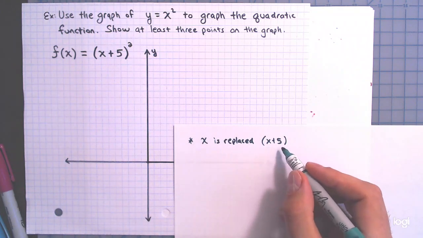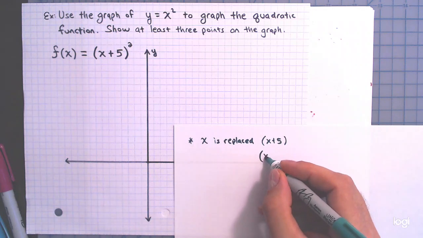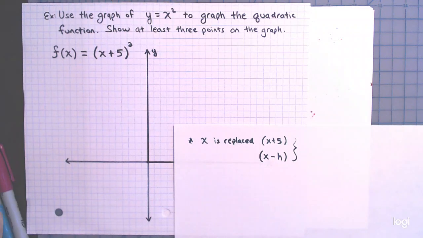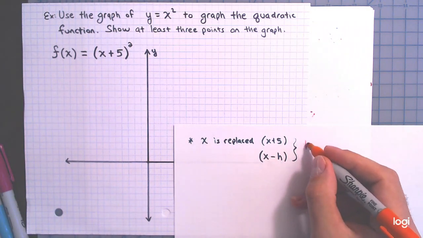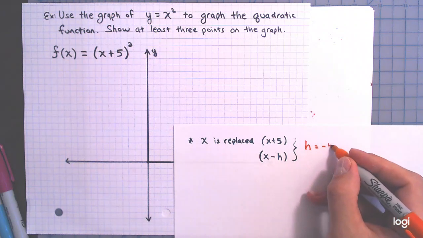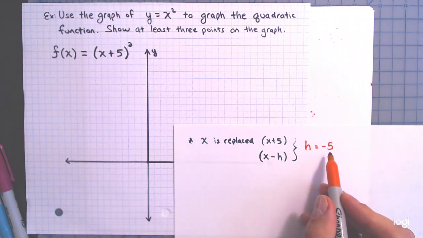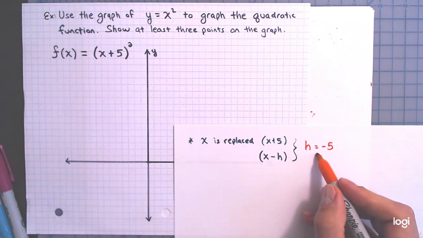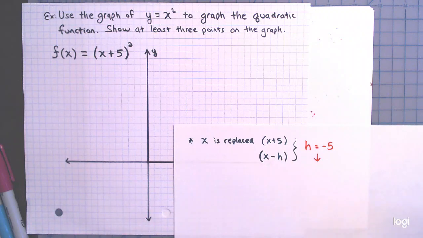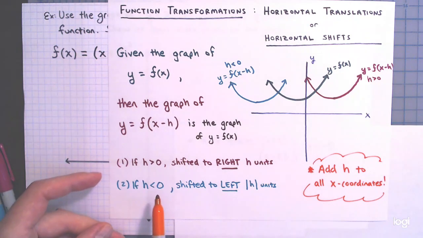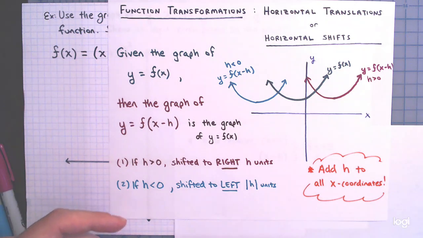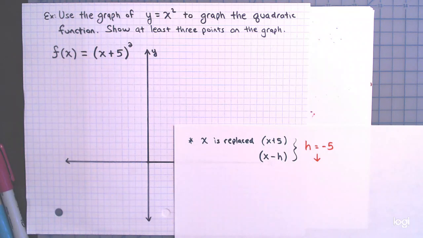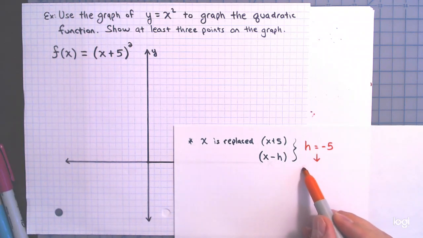Well, x plus 5, if you write it in that form x minus h, can you see how the value of h here is negative 5, right? That h mentioned on the previous page would be a negative number, right? Because x minus negative 5 would be x plus 5. And if you recall from, again, the previous page, when the value of that h is negative, the graph of the original will simply shift to the left, the absolute value of h units. So the graph will shift left.